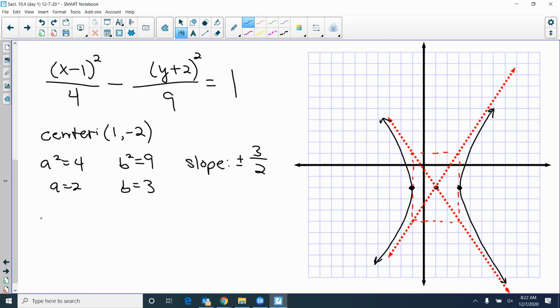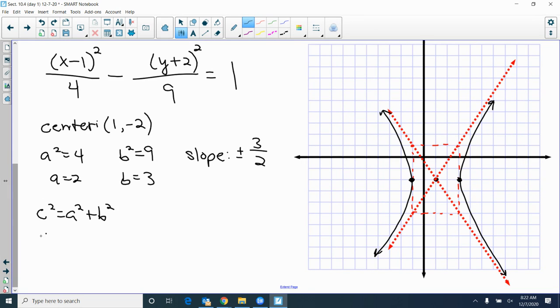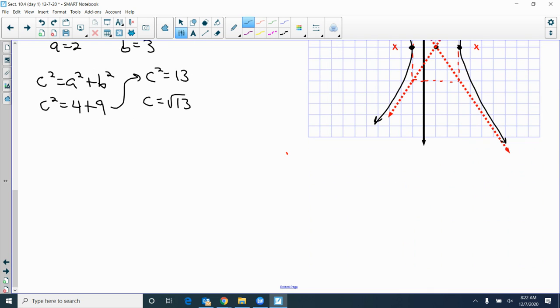And C squared equals A squared plus B squared, which means we're going to get that 13 again. C squared equals 4 plus 9, so C squared equals 13. So C equals square root of 13, which we said was about 3.6. So we go 1, 2, 3.6, 1, 2, 3.6. All right, so let's list what we have here. I think we can do everything at this point.